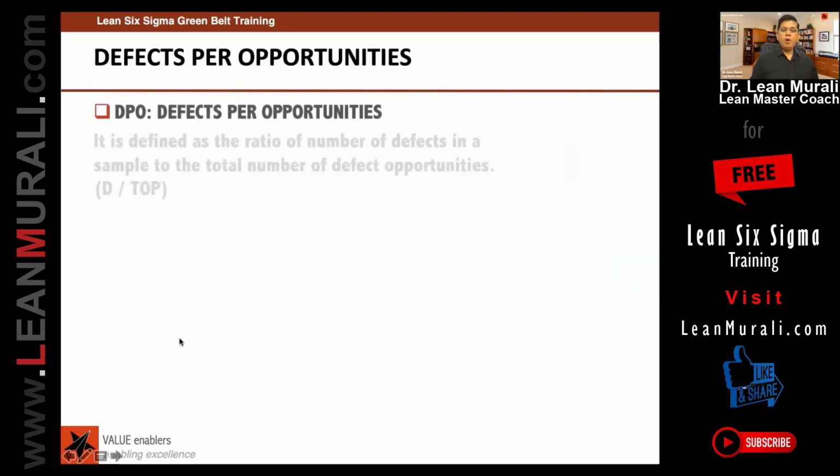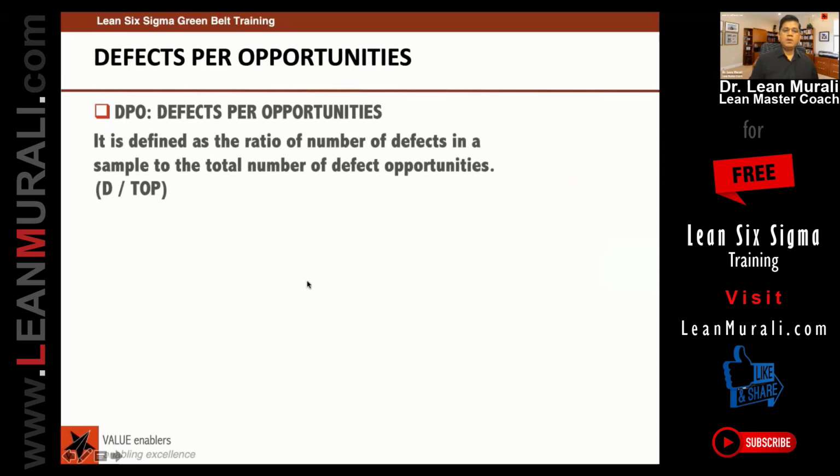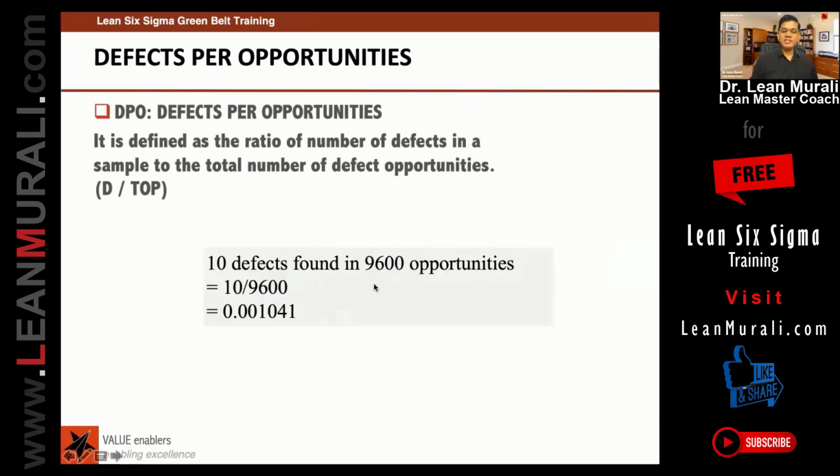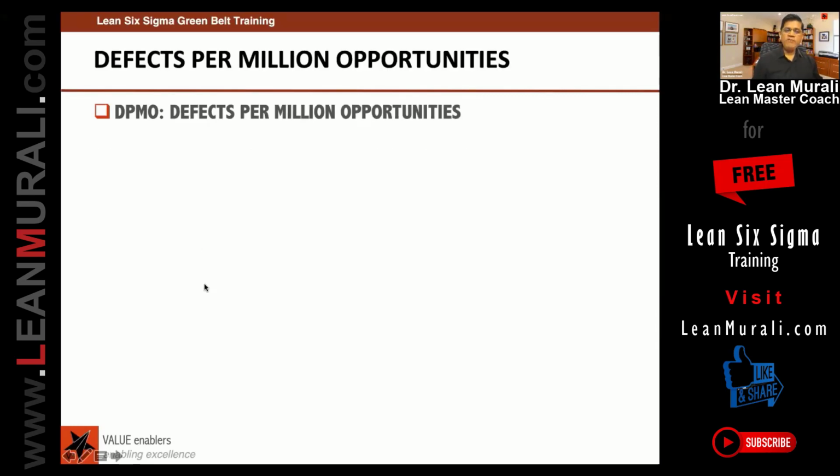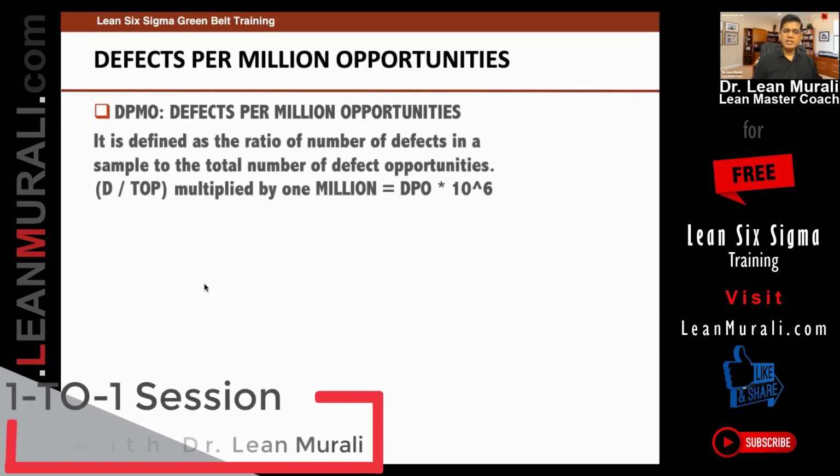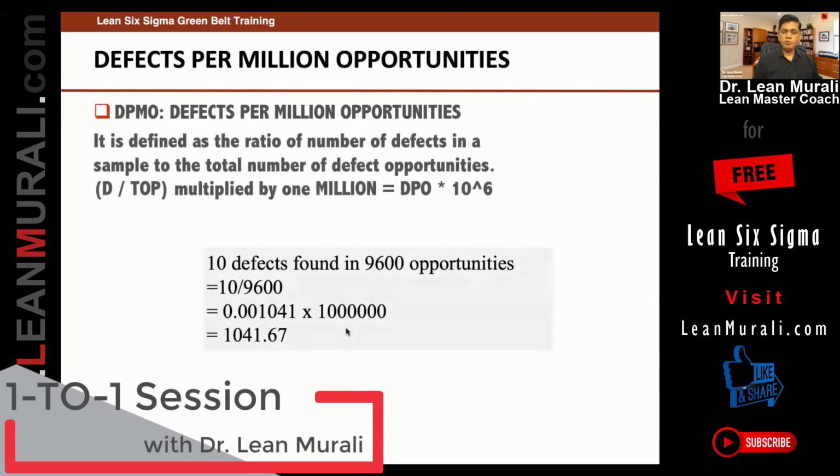Now defect per opportunity. In our example, 9,600 opportunities, we saw 10 defects. So 10 divided by 9,600. So defect per million opportunities is nothing but whatever that you got, you multiply by a million.